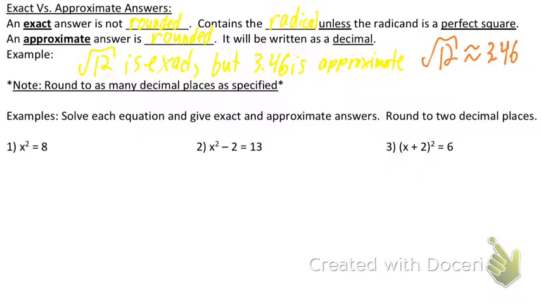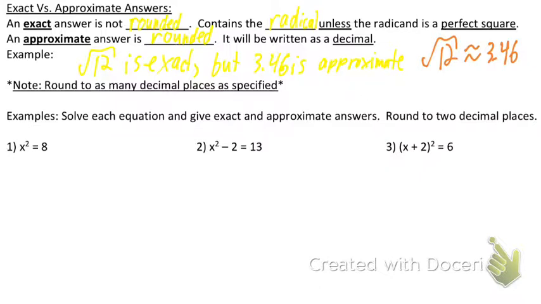And I'm going to ask us to round to as many decimal places as specified. It's going to say, go to this many. So I'll talk about how we give both exact and approximate answers, and then round to 2 decimal places, okay?